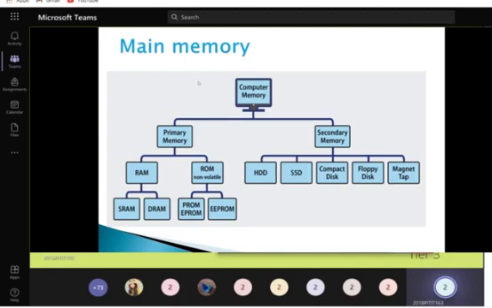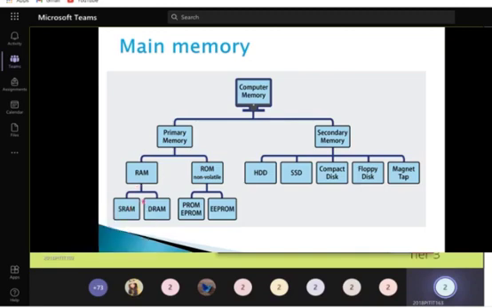So the main memory, normally in a computer, is divided into two types: one is primary memory and another one is secondary memory. Again, primary memory is divided into two types: one is RAM and another one is ROM. RAM is a volatile memory and ROM is a non-volatile memory. What is meant by volatile memory? When the power is there, the content will be there. If the power is off, whatever content we have typed will get lost. That is the meaning of volatile. So RAM is volatile.